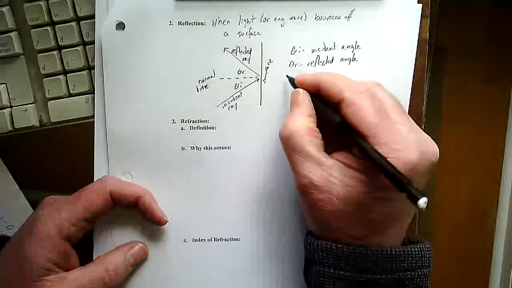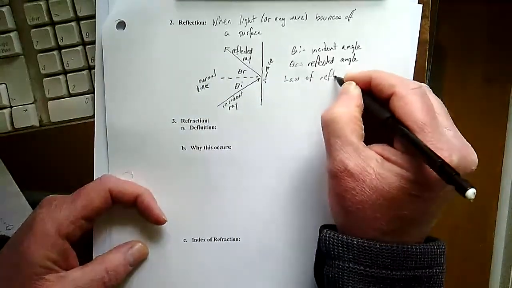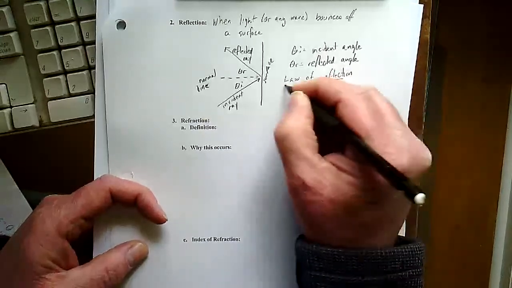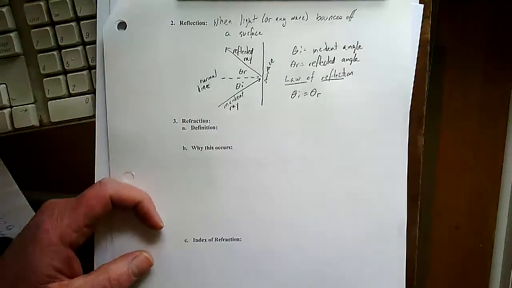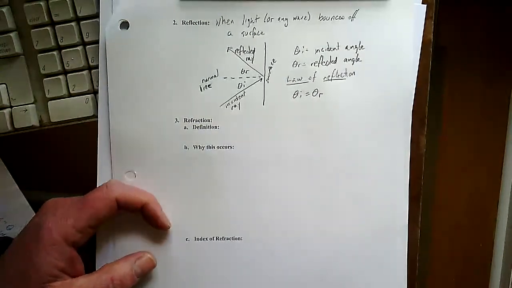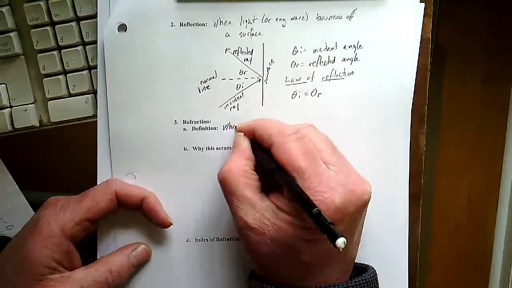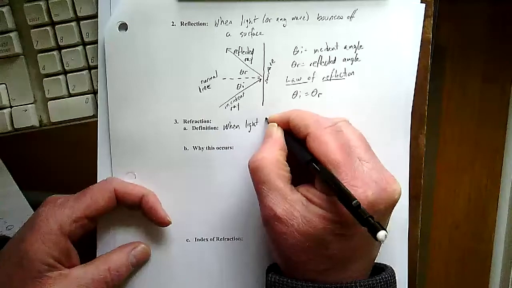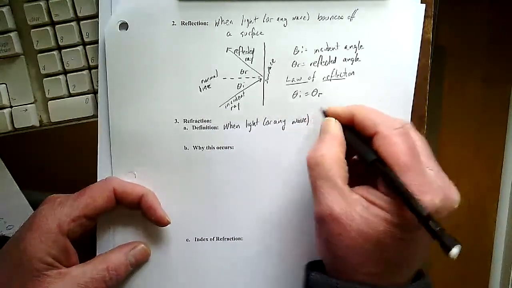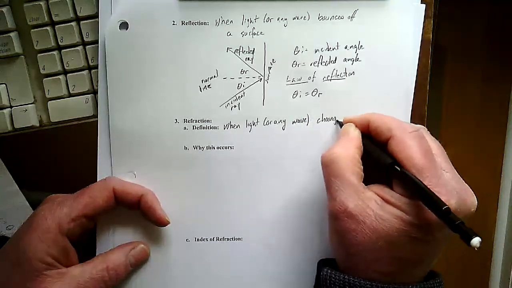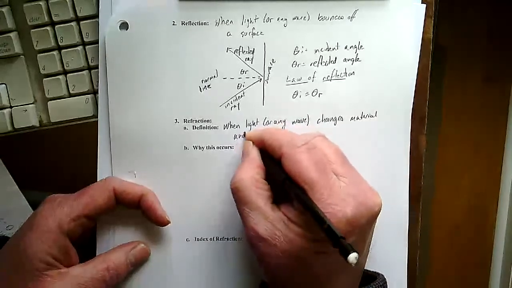And the law of reflection is just that theta I equals theta R. That's very simple. Now, refraction is when light, or any wave, changes material and bends.